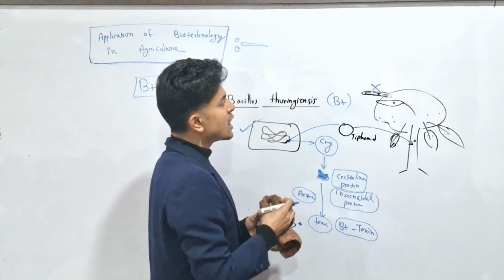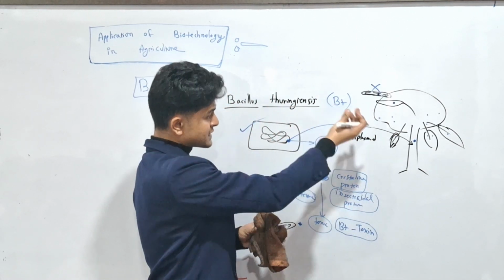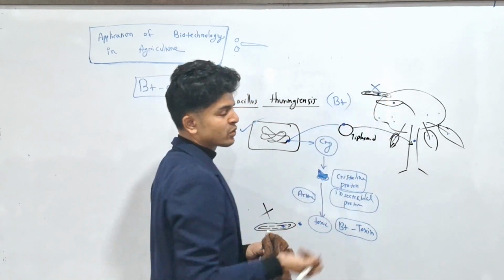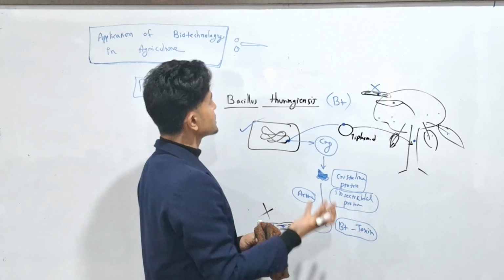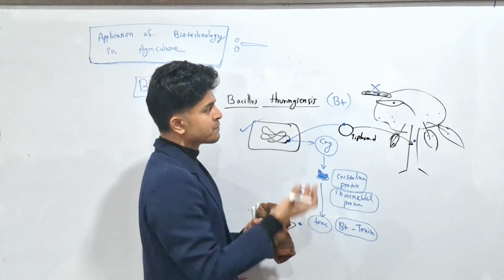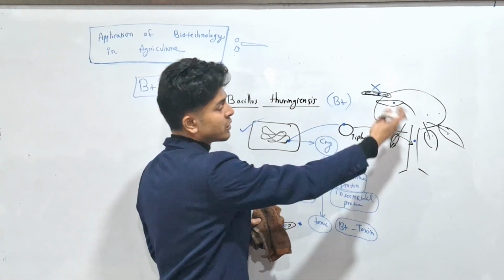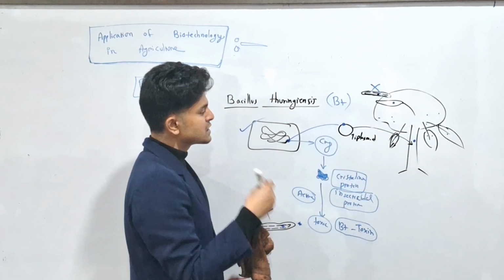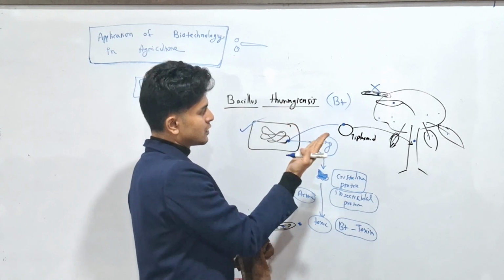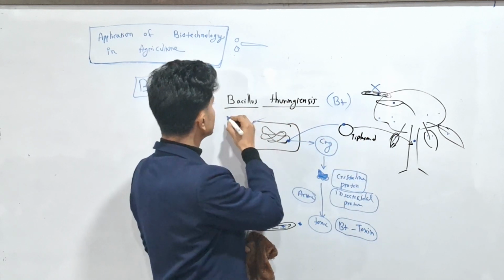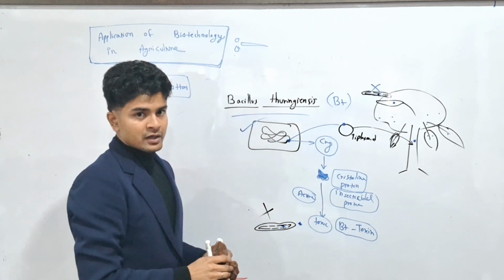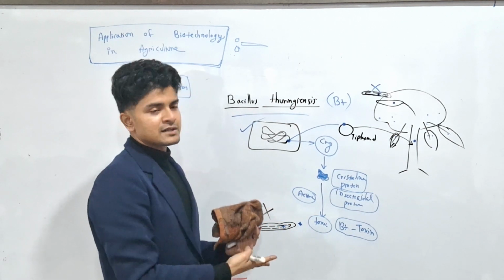So in this way, without using any kind of insecticide or pesticide, we are able to control the caterpillar. This is the actual application of biotechnology, where without using any pesticide or insecticide we can control pests on our cotton plants. Hope you are getting the idea of why we should use biotechnology in agriculture, to avoid the use of insecticide and pesticide.